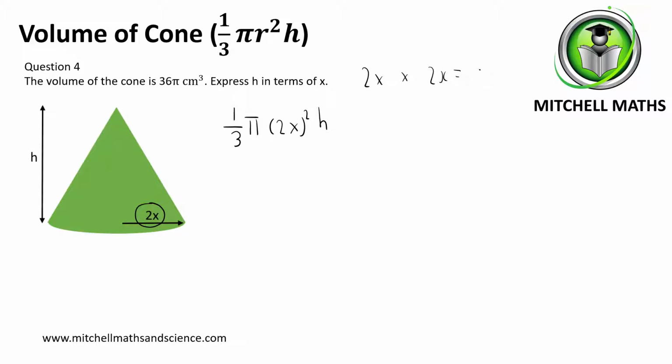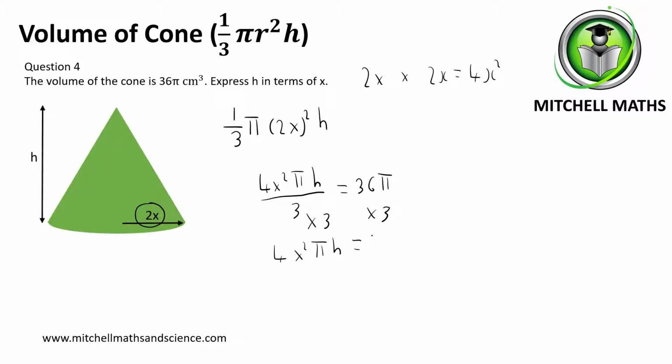I should really write the x's like that. It will be 4x squared, so I'll have 4x squared pi h over 3 equals 36 pi. What I'm going to do is multiply by 3 first to get rid of the fraction, so I'll times both sides by 3. That'll give me 4x squared pi h equals 108 pi.